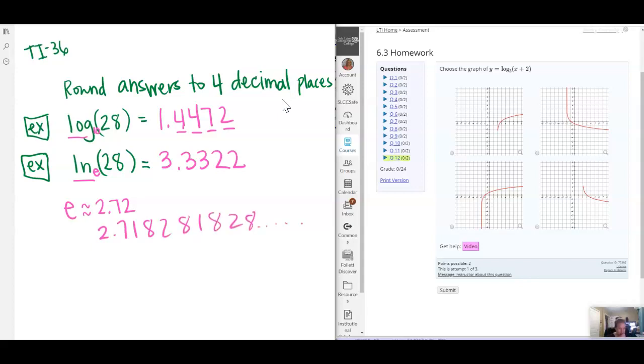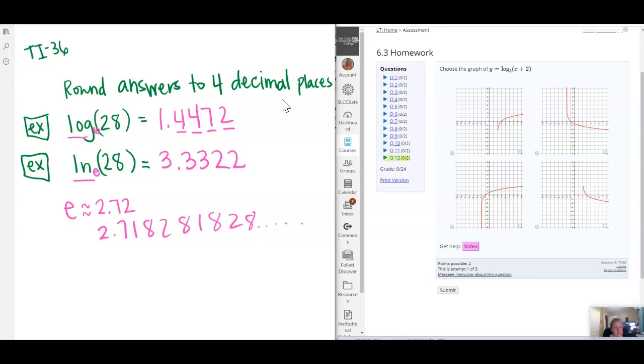And it doesn't stop there. It keeps going and going and going. So this is a never-ending, non-repeating number. And so we're going to just round it to 2.72 so we can have a number that we can use. But yeah, so e is that.